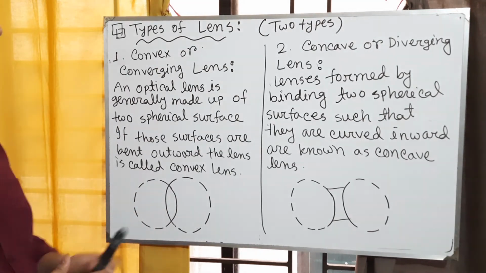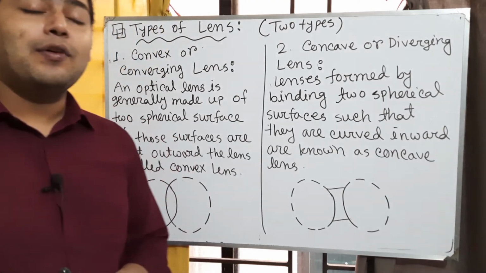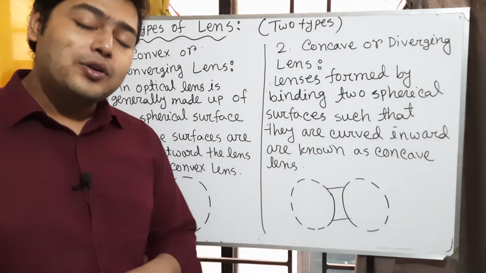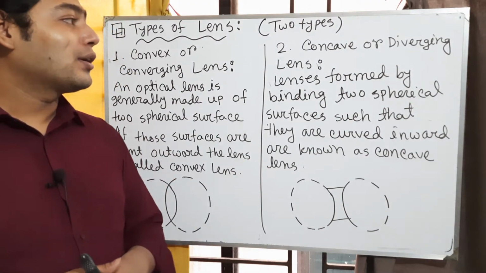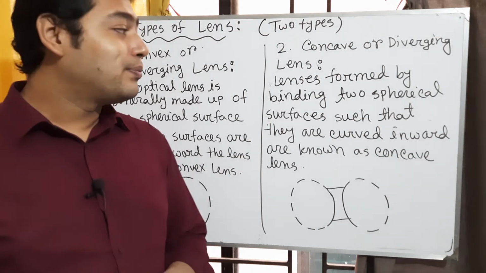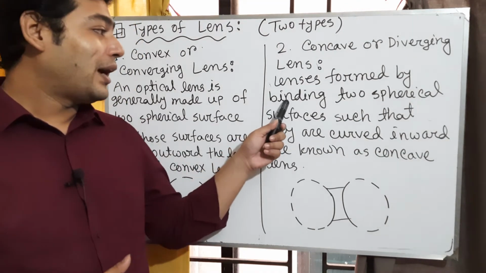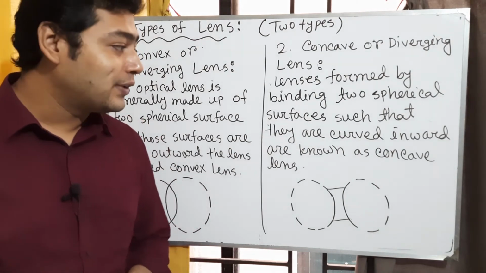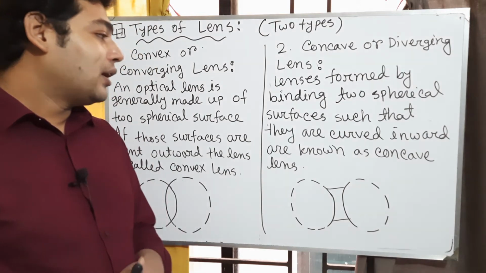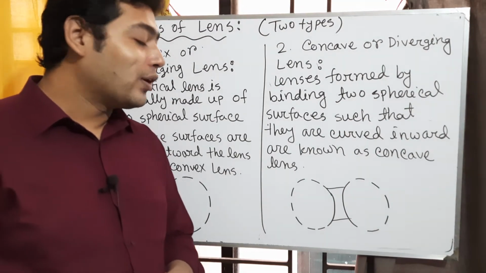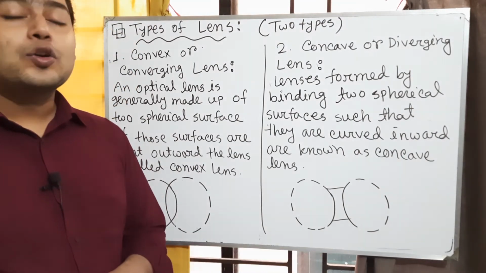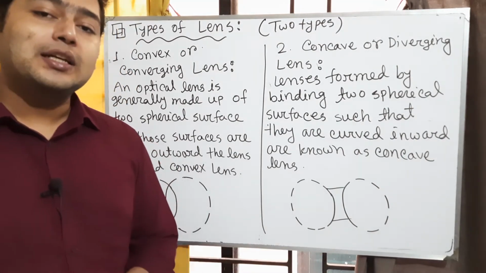And the second one is the concave or diverging lens. Now our question is, what is called a concave or diverging lens? Here the lens is formed by bending two spherical surfaces such that they are curved inward, and it is known as a concave lens. Here this is a figure for a concave or diverging lens.